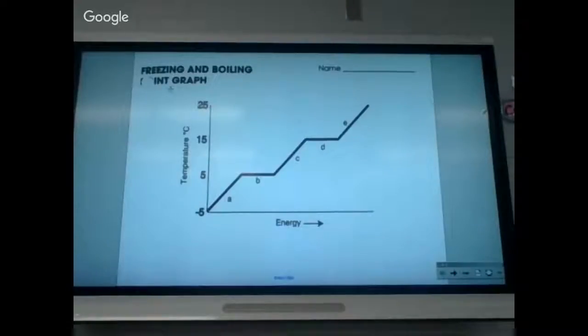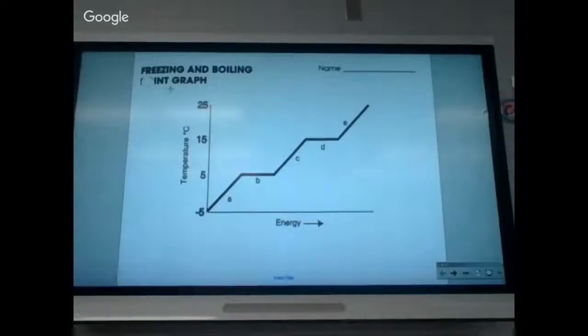What letter represents where the solid is warmed? A. Where the liquid is warmed? C. Where the vapor is warmed? E. What letter represents melting? B. It says letter, so for number 1, 2, and 3 we should have put a letter. Don't feel bad, it's a common mistake. Nobody's faulting you for it, we're just fixing it. Number 8, what letter represents vaporization? D.